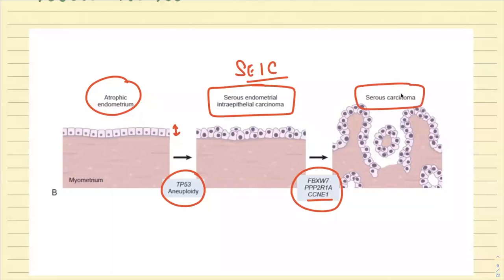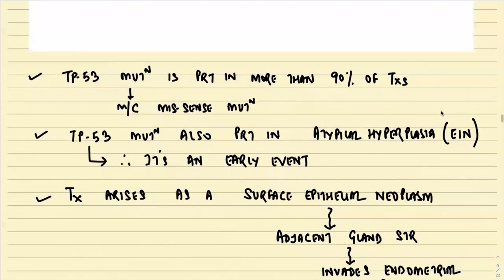This is very similar to ovarian carcinoma. Very, very important, this tumor is a superficial spreading variety of tumor. It is very superficial and it tends to exfoliate. Therefore, there is a very high chance of this tumor spreading into the peritoneal cavity. So at the initial stage of presentation, the tumor has metastasized quite widely, both locally and systemically. The TP53 mutation is present in more than 90% of type 2 endometrial carcinoma, and most commonly they have the missense mutation.